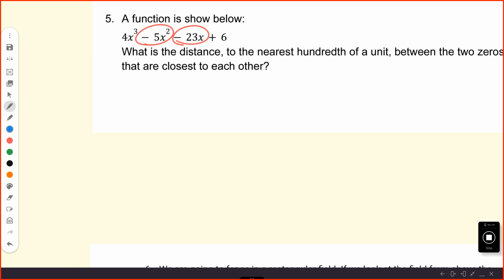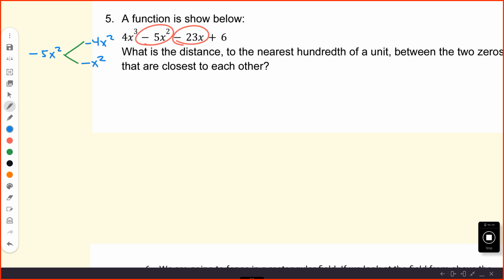Okay, so let me try to do negative 5x squared. How can I break negative 5x squared in such a way that it will have a common factor with the 4x cubed? I can break negative 5 into negative 4 and negative 1, right? Negative 4x squared and negative x squared, so that I can put the negative 4x squared beside the 4x cubed, so that you have a common factor, which is 4.